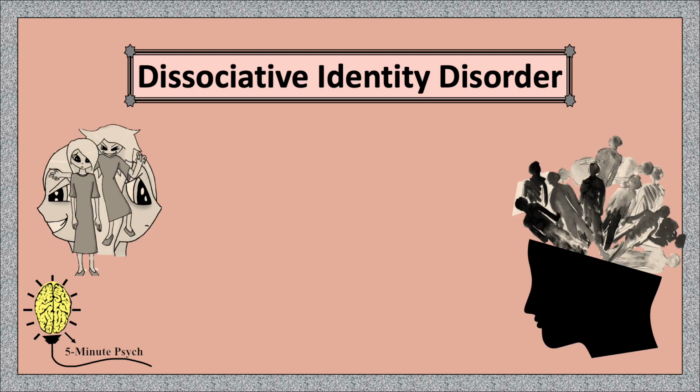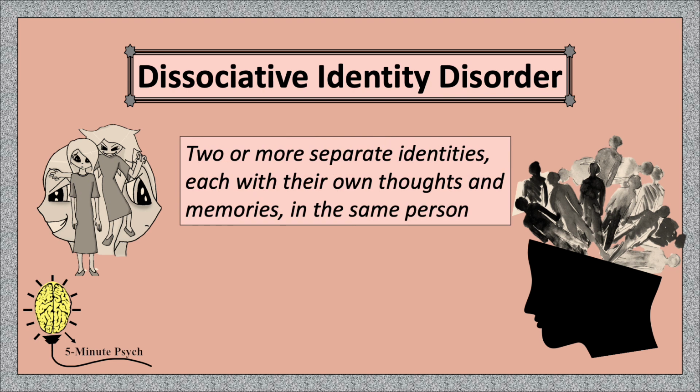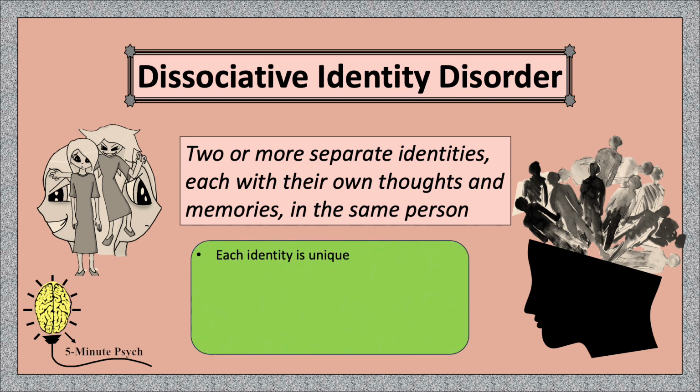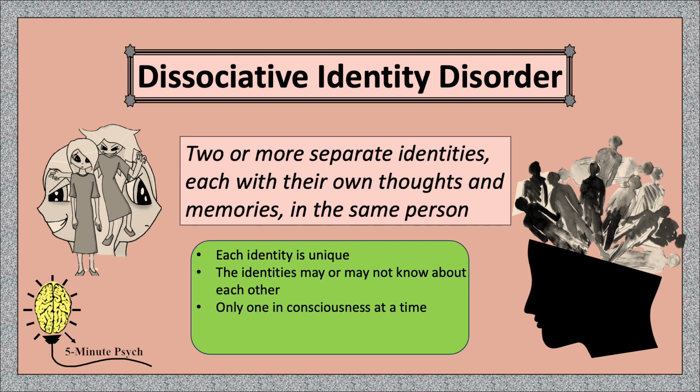With dissociative identity disorder, the person suffering develops 2 or more separate identities, each with their own set of thoughts and memories. Each identity is unique, and although different identities may or may not know about each other, only one identity can be in consciousness at the same time. This means that different identities come and go within the same person throughout the day. Usually there's a primary identity called the host, and then other identities called alters come and go. And these identities can be completely different from each other.